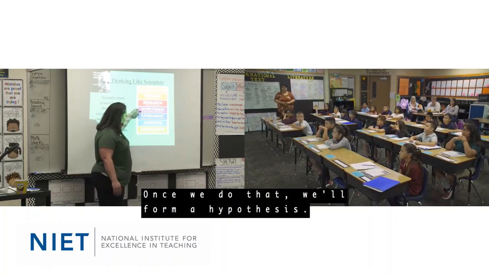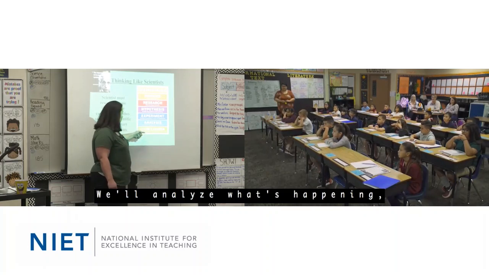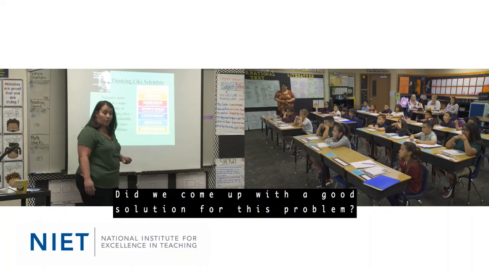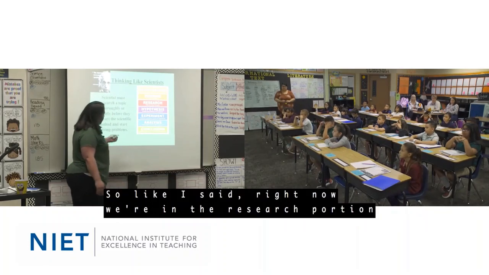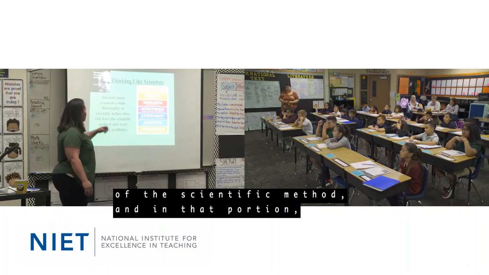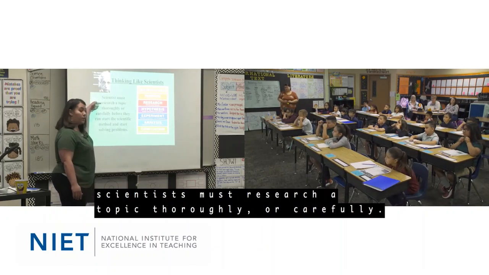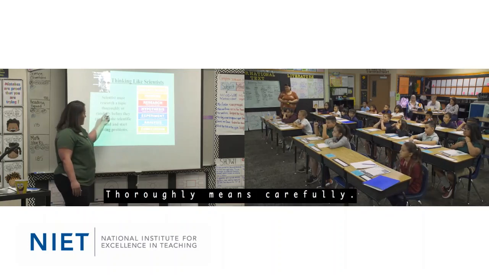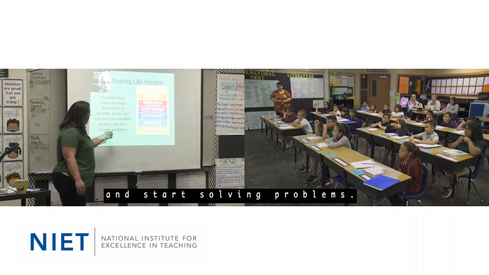Once we do that, we'll form a hypothesis, we'll experiment, we'll analyze what's happening, and we'll draw a conclusion. Did we come up with a good solution for this problem? So like I said, right now we're in the research portion of the scientific method. And in that portion, scientists must research a topic thoroughly or carefully. Thoroughly means carefully. Before they can start the scientific method and start solving problems.